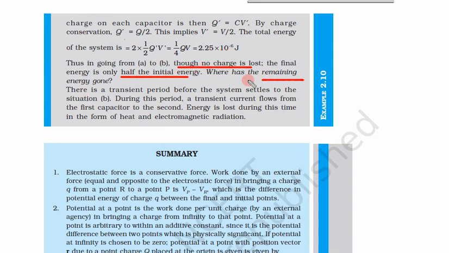Where is the remaining energy gone? There is some energy lost in transport, in taking the charge from capacitor 1 to capacitor 2. The energy is lost during taking this charge from capacitor 1 to capacitor 2 in the form of heat and electromagnetic radiation.